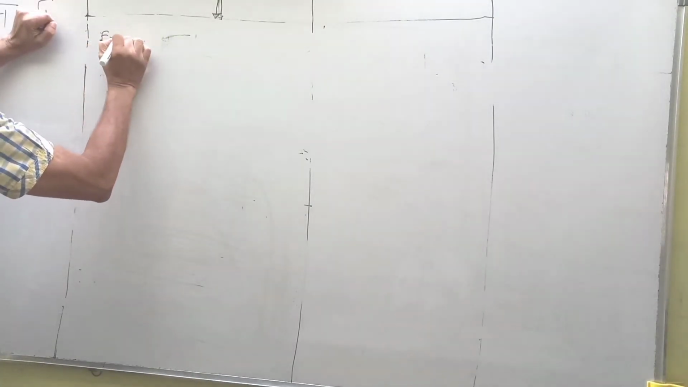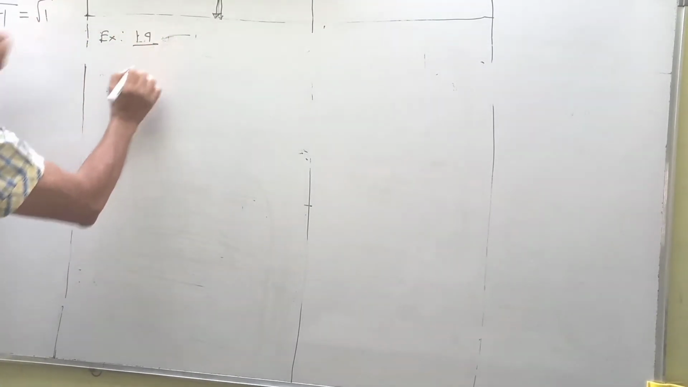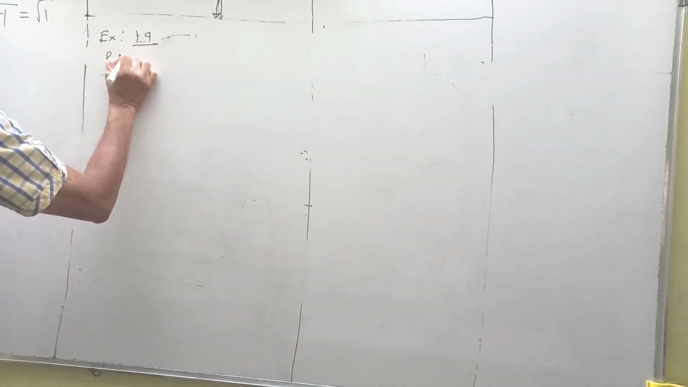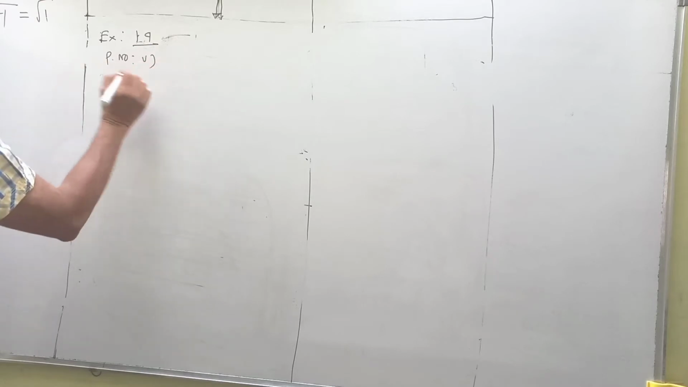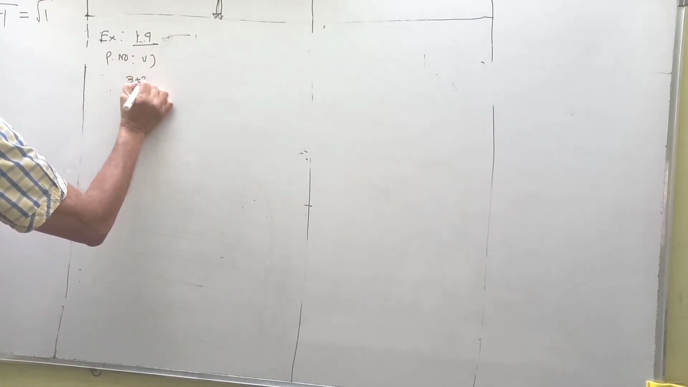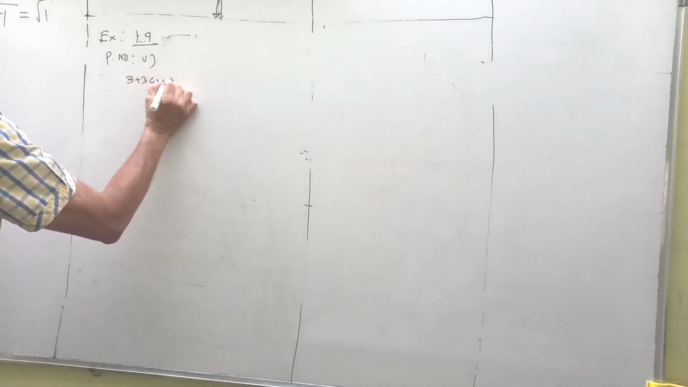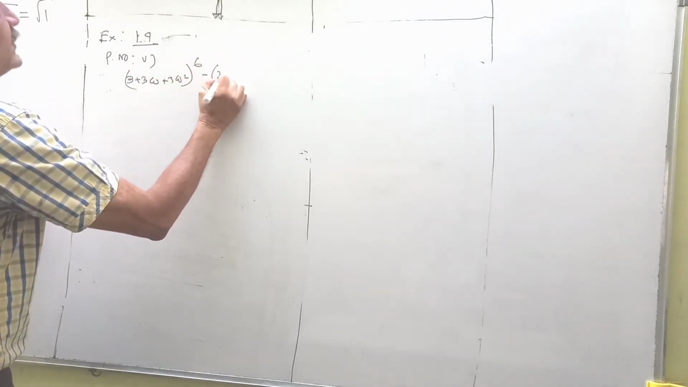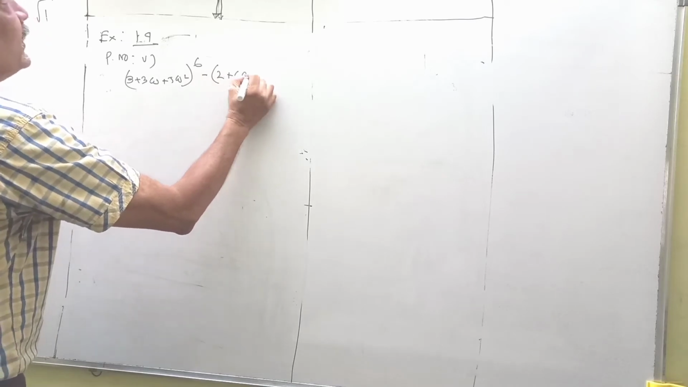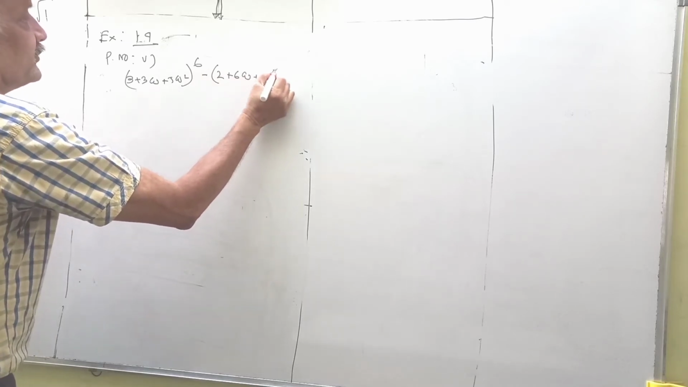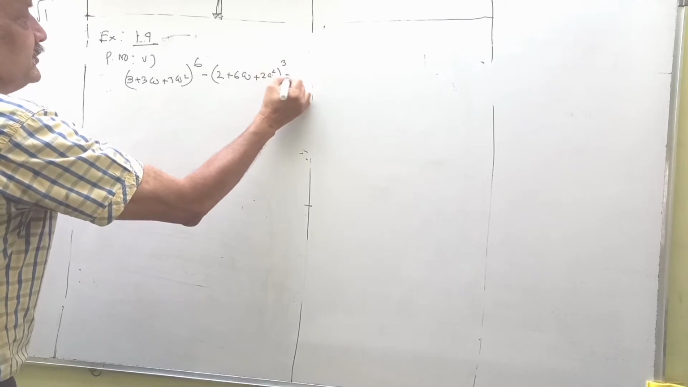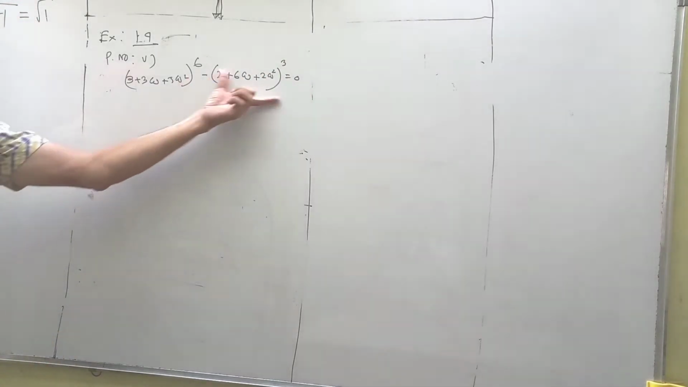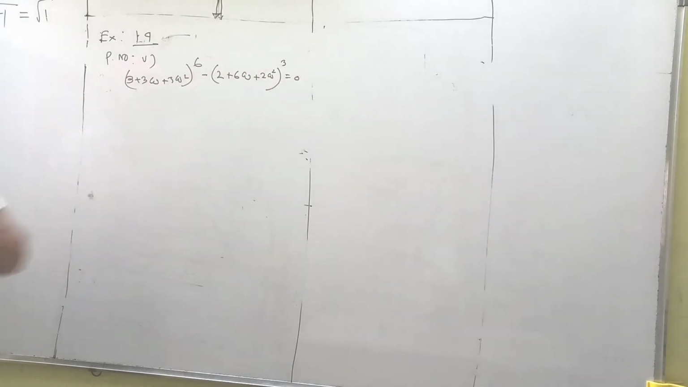Exercise 1.4, problem number 5. Prove that (3 + 3ω + 5ω²)⁶ − (2 + 6ω + 2ω²)³ = 0. This is to be proved. The left hand side value equals 0 after simplification.